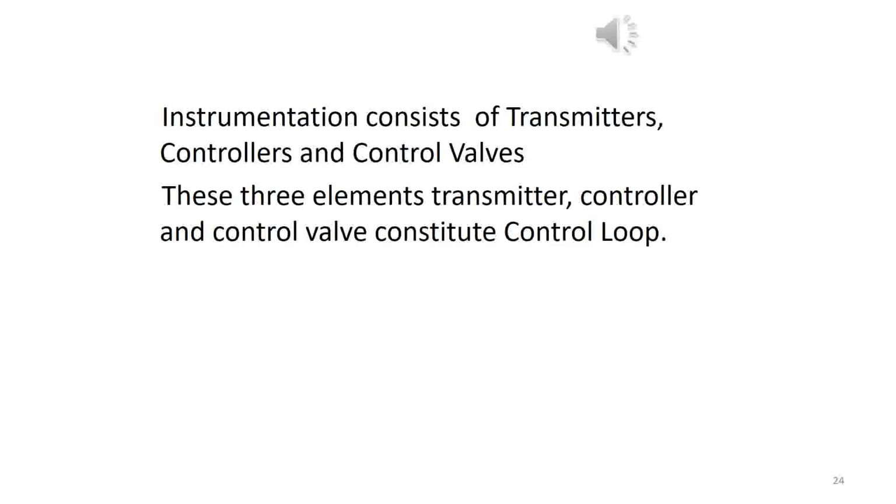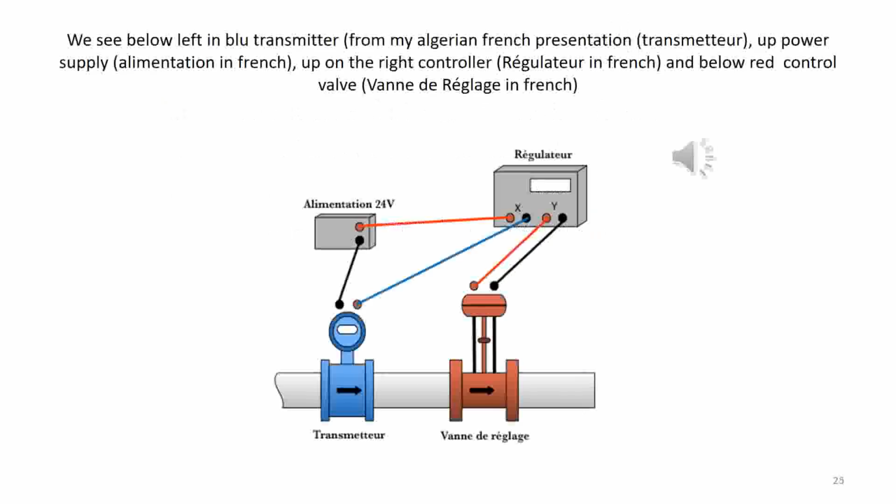Instrumentation consists of transmitters, controllers, and control valves. These three elements, transmitter, controller, and control valve, constitute control loop. We see below left in blue transmitter from my Algerian French presentation, up power supply, alimentation in French, up on the right controller, regulateur in French, and below red control valve, vanne de réglage in French.